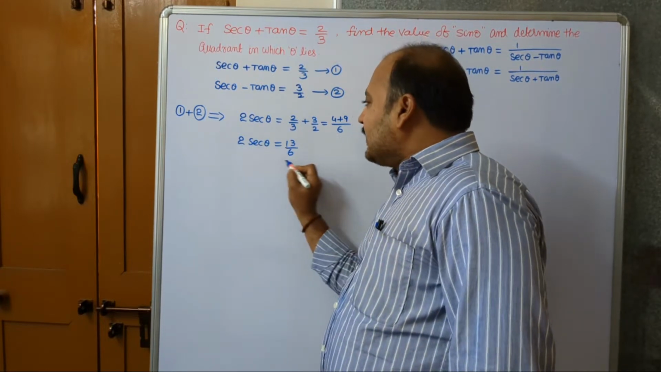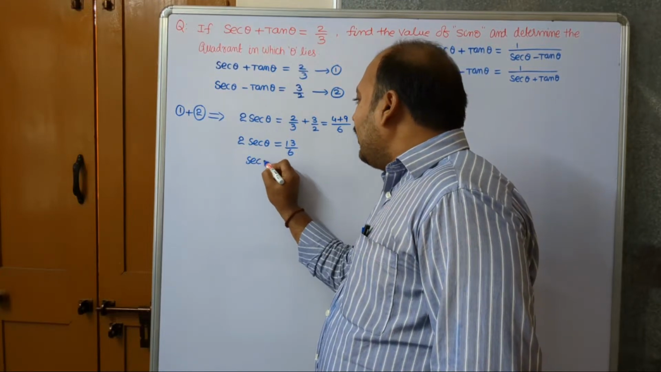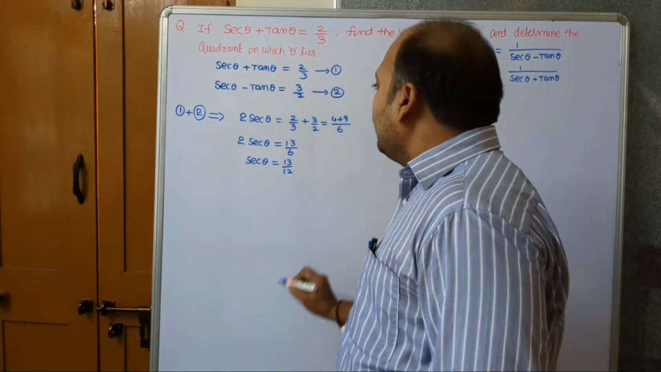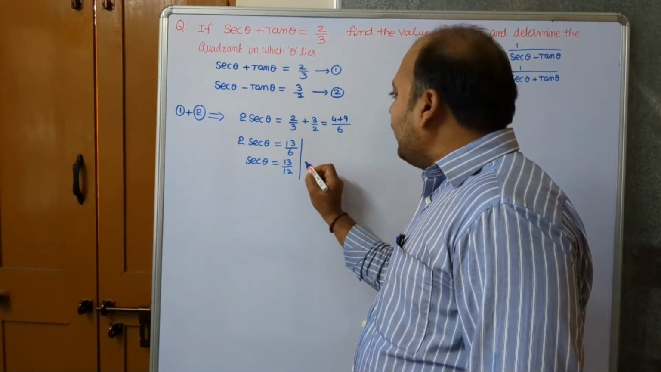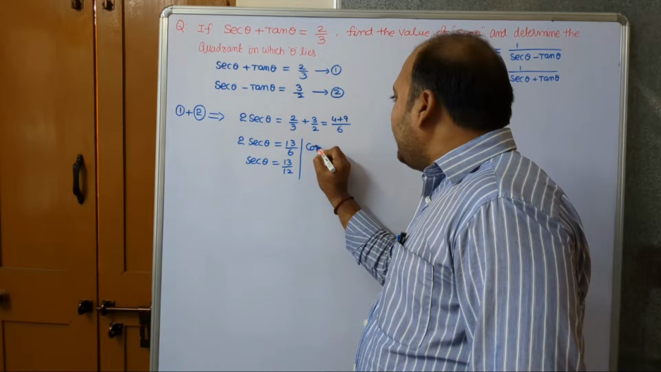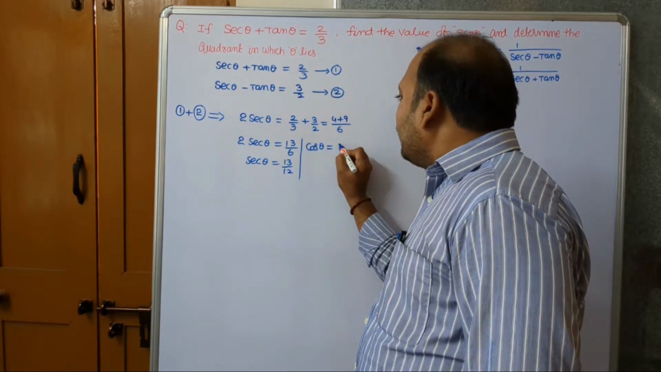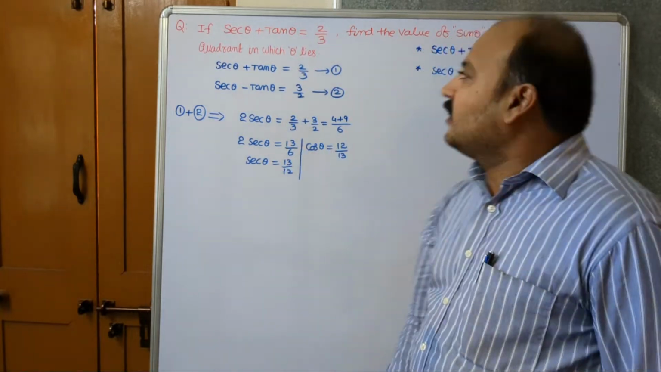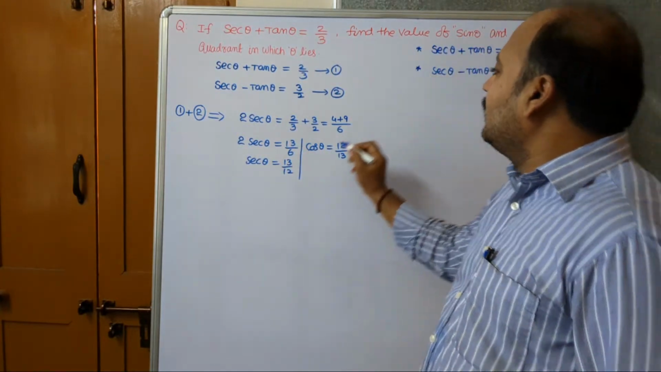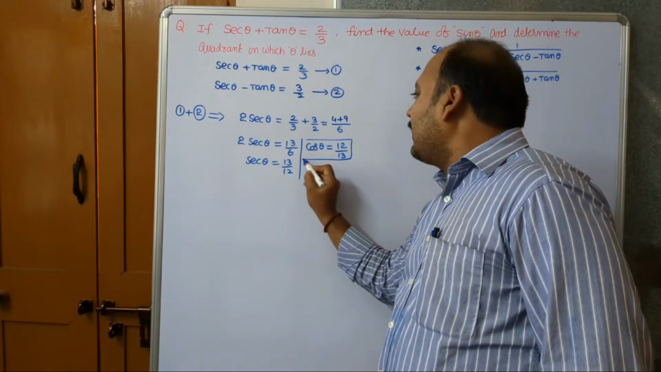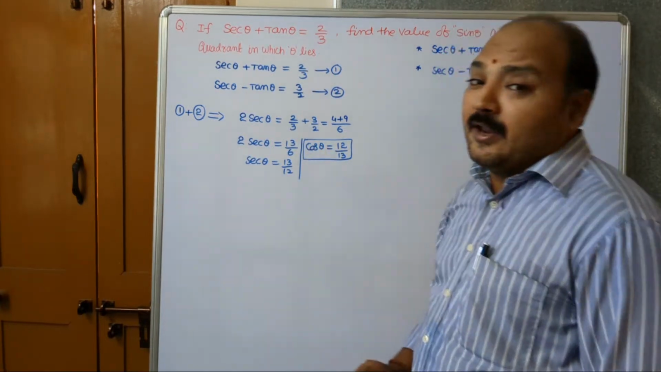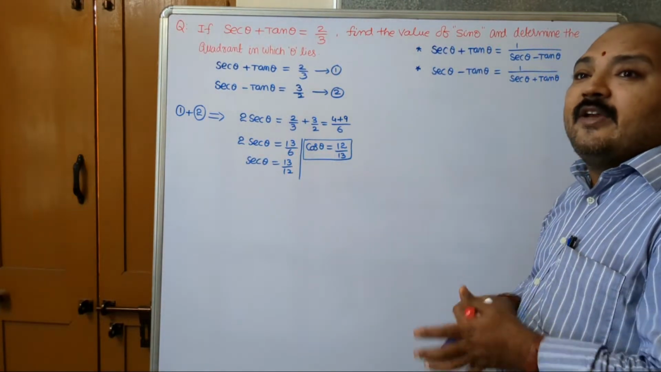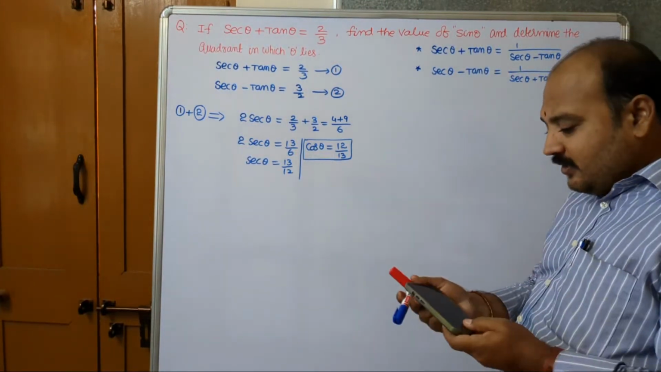So 2 brought to this side, secant theta is equal to 13/12. Whenever you get a secant theta value, cos theta is equal to the reciprocal of secant, 12/13. They are asking to find sin theta. Whenever cos theta comes, it automatically comes now. And not only that, but also we need to recognize where theta lies.